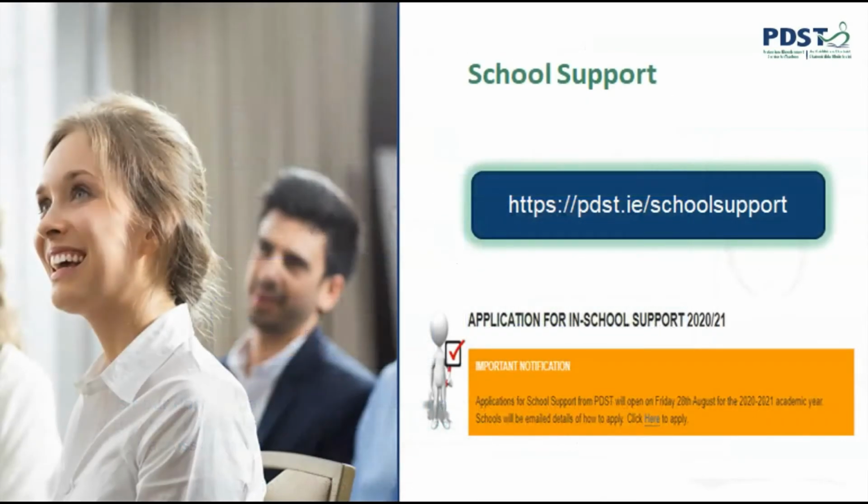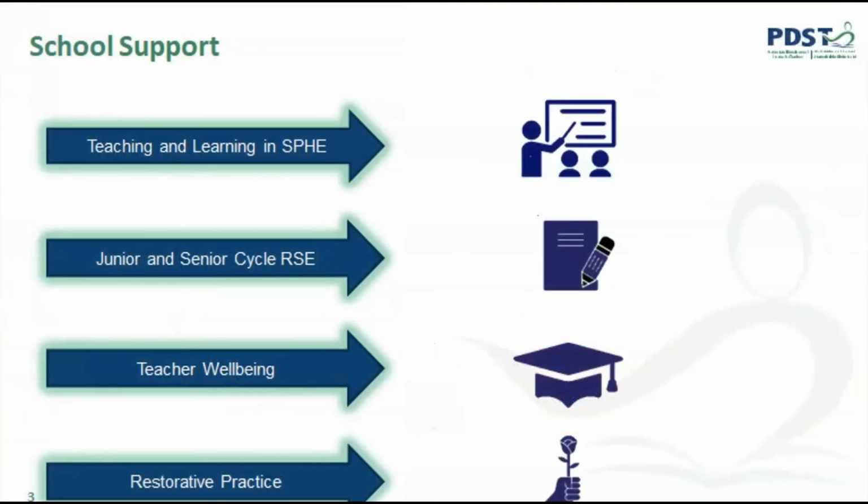Further bespoke support in SPHE and RSE is available to you and your colleagues by using the application process outlined here. One of our health and wellbeing advisors can support your school at a pace and path that works for your own school context. All requests must be approved by our principal. By applying in this way, you can avail of support from one of our health and wellbeing advisors in the areas of teaching and learning in SPHE, relationships and sexuality education, teacher wellbeing, and restorative practice.